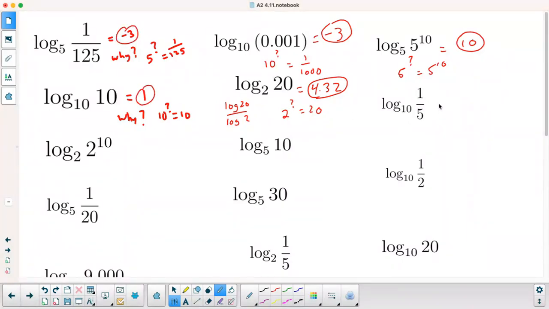All right, so this one equals what? 10 to what power gives me 1/5? So this one, I can't take 10 to a power and get 1/5. So I'm going to have to type into my calculator log base 10 of 1/5 over log base 10 of 10. And that'll give me a better answer than just guessing and checking. Log of 1/5 divided by log of 10, and I get -0.699.